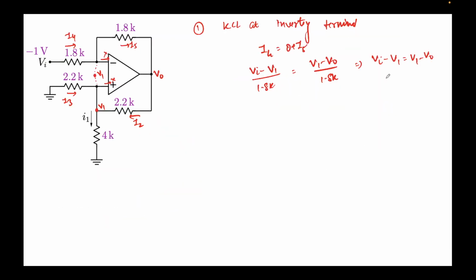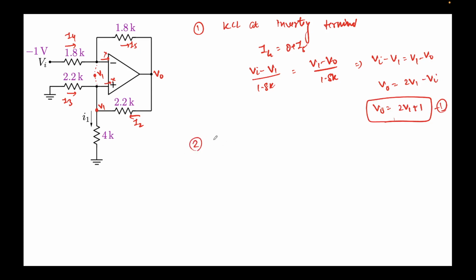So we are required to find I1. Vi we already know, right? So I can find V0 from here. V0 would be 2V1 minus Vi. This means V0 would be 2V1 plus 1, because the value of Vi is minus 1. So that is our expression 1.